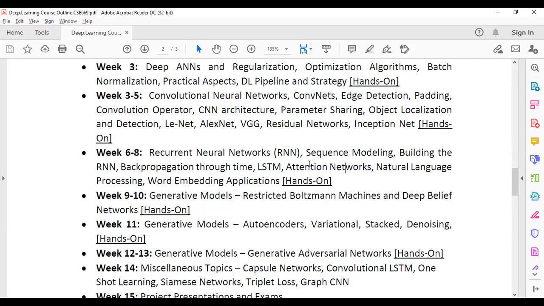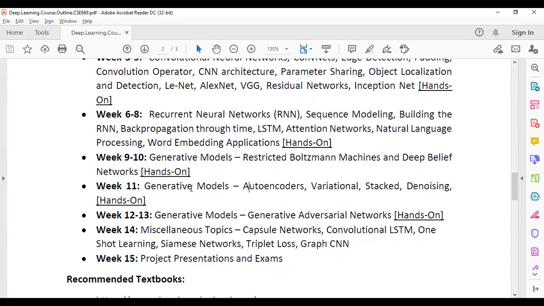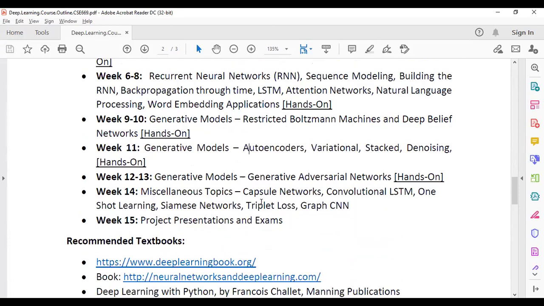So that's where attention comes in. Attention helps me focus on specific areas of the sequence, which can save a lot of my time and a lot of my hyperparameter tuning time. It has applications in NLP, word embedding, et cetera. Then we will do generative models for 2 to 3 weeks. And then we have some miscellaneous topics as well.